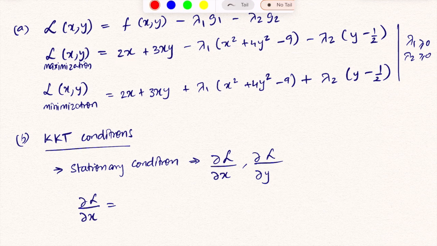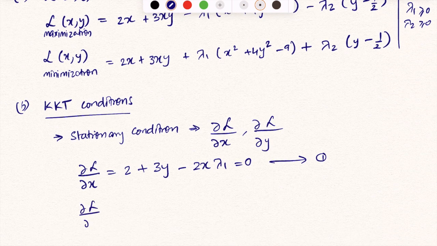Derivative of 2x would just be 2. Derivative of 3xy would be 3y. We can ignore 4y squared and 9 as constants when you take the derivative with respect to x. So this will resolve itself to 2 minus 2x lambda 1. And nothing over here has an x term in it, so this becomes 0. And so partial L partial x is nothing but 2 plus 3y minus 2x lambda 1, and we do set this to 0. This becomes our equation 1.